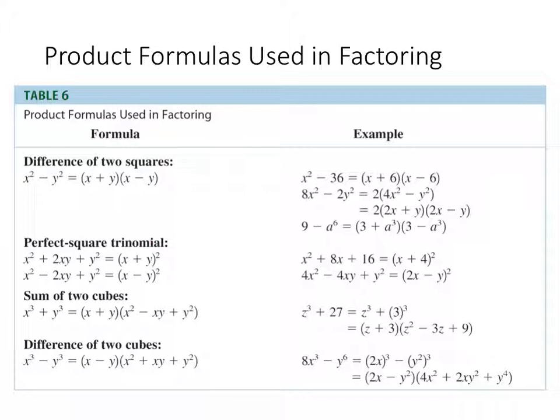As with multiplying, we also have product formulas that are used in factoring. The difference of two squares is huge. We'll use this a lot, and I will refer to x plus y and x minus y as conjugates. Conjugates, for binomials, a conjugate is what you get when you change the sign in the middle. So if you have x plus y, its conjugate is x minus y. You just change the sign in the middle and you're good to go. We also have perfect square trinomials, which we saw a couple slides ago. It's just written in the opposite order.